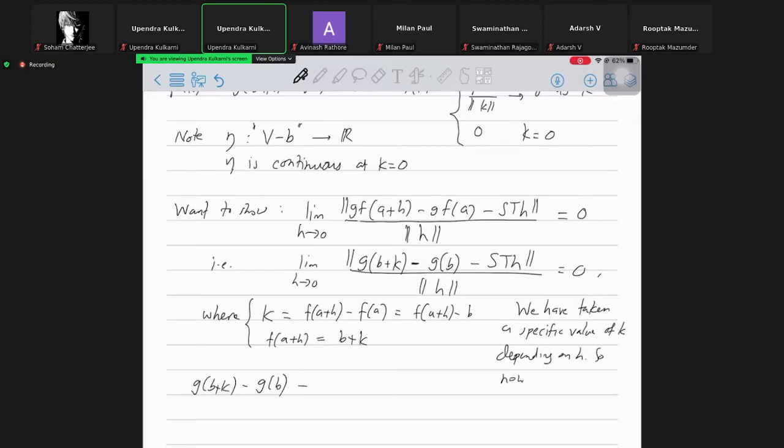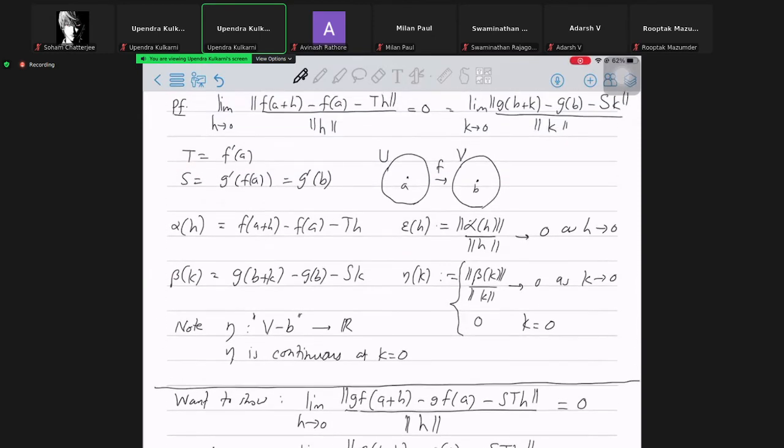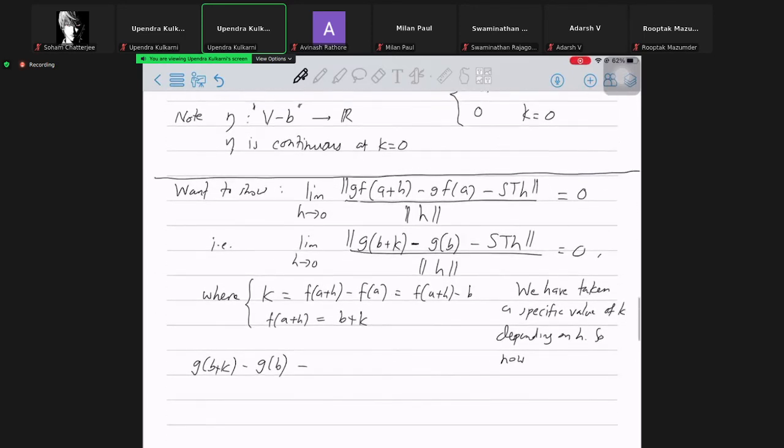So now maybe what I should do is draw a line over here. Whatever I wrote here about K was for an arbitrarily taken K, and K was going to 0. Now K is depending on H, right? So now K is a function of H. What happens to K as H approaches 0? It goes to 0.